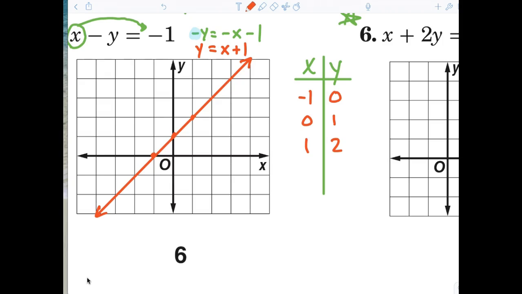Right, Casey? Doesn't look like your circle. All right, here we go.